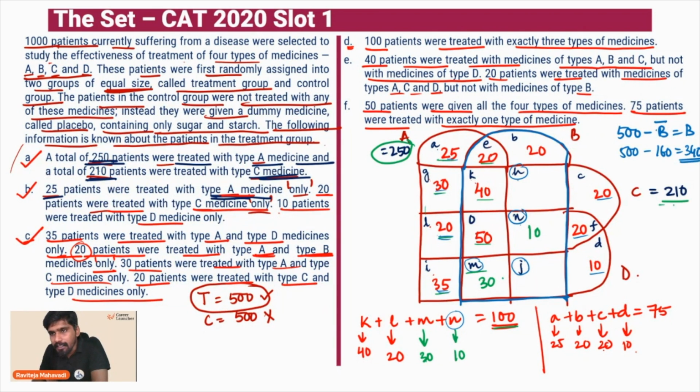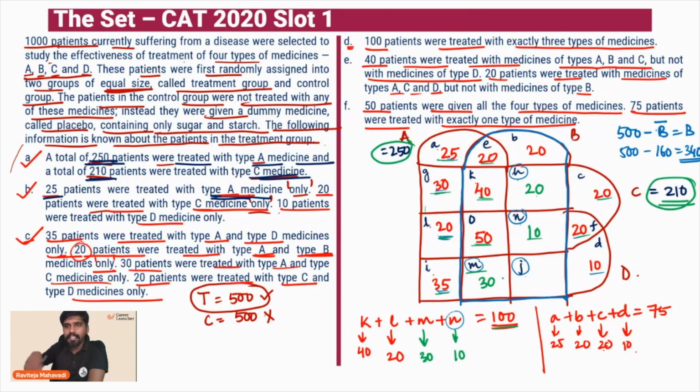Now let us look at C. C has a total of 210 people. The only unknown value in C is H. So let us see how much that should be. 20 plus 30 plus 40 plus 10, 100 plus 20 plus 50, 170 plus 20, 190. So H must be another 20. Once we have figured out H is another 20, the only thing that is left is J.